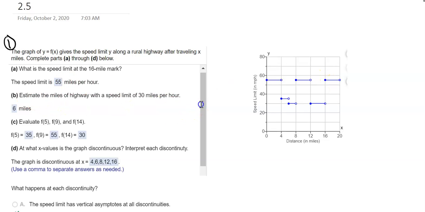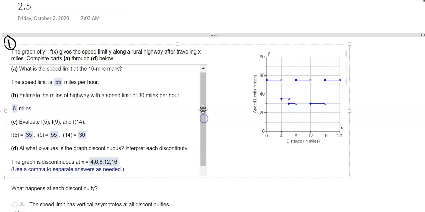And so the next one, we're looking at estimate the miles of highway with the speed limit of 30. So we go to 30 on our Y. We say, okay, I have two sections here. This section, I look at it and I come down here and I'm like, okay, I go from 4 to 8, so it's about halfway, so that's about 6. So about 2 miles there. This one is from 16 and 12, so that's 4. So 4 plus 2 is 6.